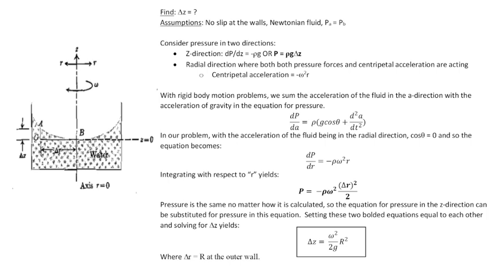In our problem, with the acceleration of the fluid being in the radial direction, the cosine of the angle theta equals 0, and so the gravity term drops out. Integrating with respect to r yields the bolded equation, and then substituting rho g delta z for pressure and rearranging yields the final equation for change in height.